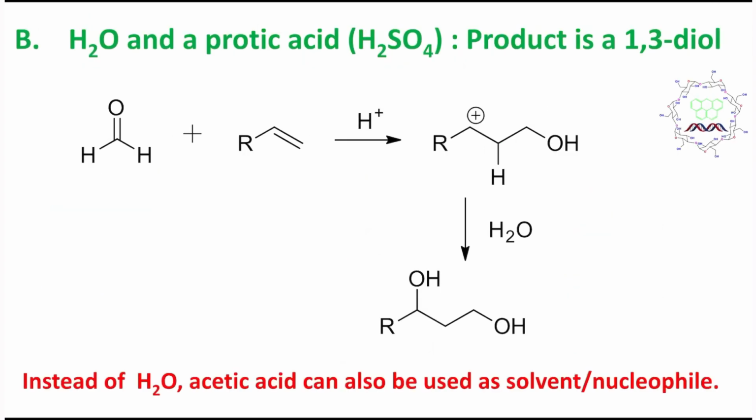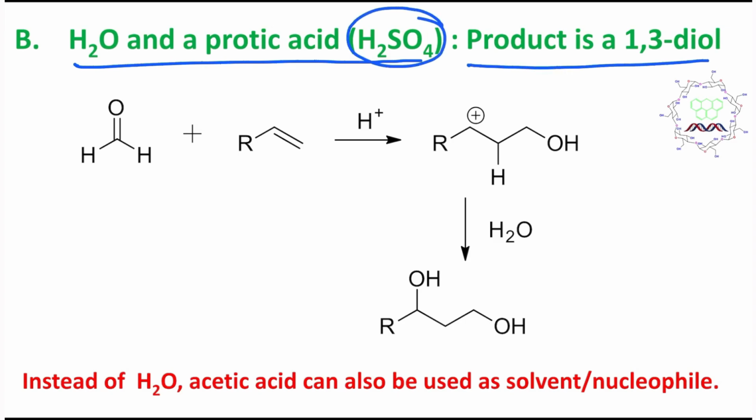Now let's go to the second example, that is water and protic acid like sulfuric acid. Okay, the product is 1,3-diol. You know sulfuric acid is a strong acid, and in this case instead of H plus I should represent this as H3O plus, because in water free H plus doesn't exist, it remains in H3O plus condition.